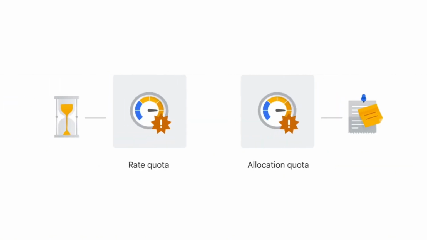There are two types of quotas: rate quotas and allocation quotas. Both are applied at the project level. Rate quotas reset after a specific time. For example, by default, the GKE service implements a quota of 3,000 calls to its API from each Google Cloud project every 100 seconds. After that 100 seconds, the limit is reset.